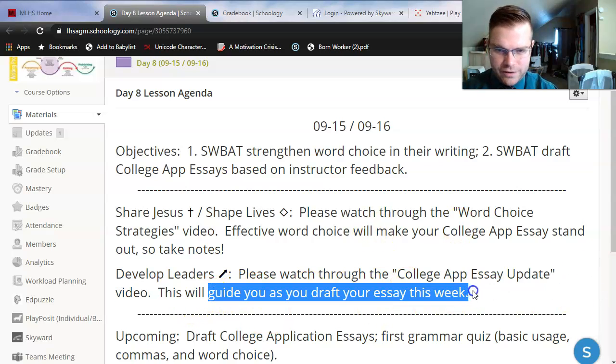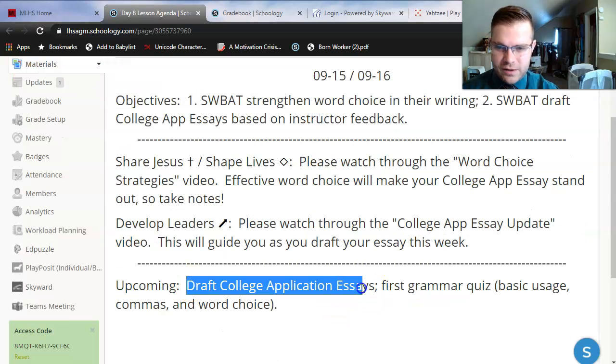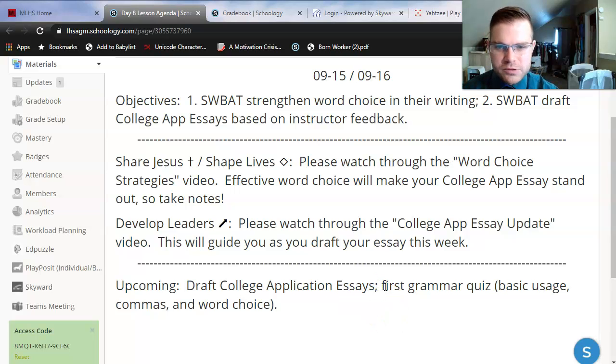I really don't have a whole lot of assignments for us this week. I know I need to give you guys time and space to write. I know some of you are still catching up on last week as well. Really, the rest of this week is for drafting college application essays. We're going to focus on editing and publishing next week, once we're back in person.